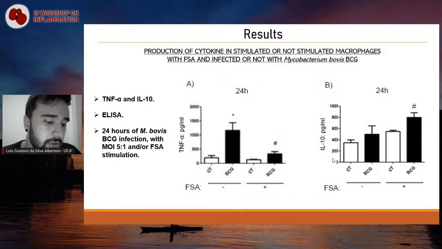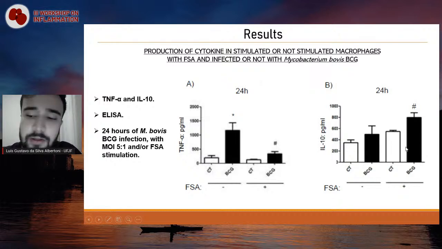We will now analyze the production of cytokines in macrophages stimulated or not with FSA and infected or not with Mycobacterium bovis BCG. By the ELISA assay, we observe that the presence of BCG infection induced the production of TNF-alpha when compared to the control group. However, this effect appears to be inhibited in the presence of FSA. As for IL-10 levels, we found no significant difference between the BCG group and the control group, both unstimulated with FSA. However, the infection in the presence of FSA stimulation seemed to stimulate significantly greater production of this cytokine.